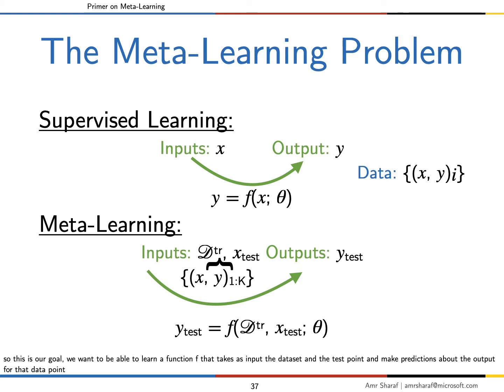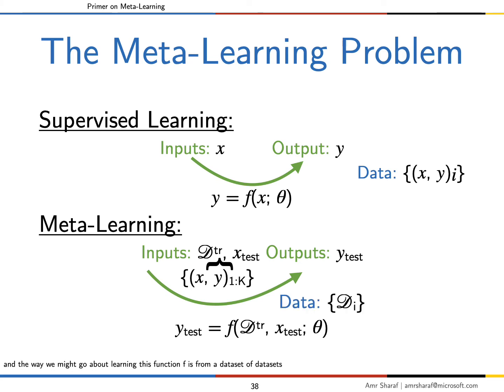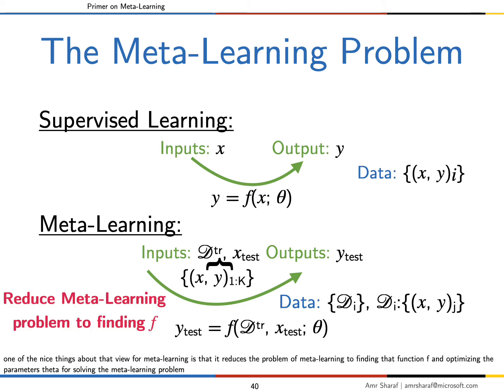So this is our goal. We want to be able to learn a function f that takes as input a data set and a test point and make predictions about the label for this test point. And the way we might go about solving this, the parameters for this function f, is from a data set of data sets, where every data set will have k data points to simulate a k-shot learning task. And one of the nice things about that view of meta-learning is that it reduces the problem of meta-learning to the problem of finding the function f and optimizing the parameter theta for solving this meta-learning problem.